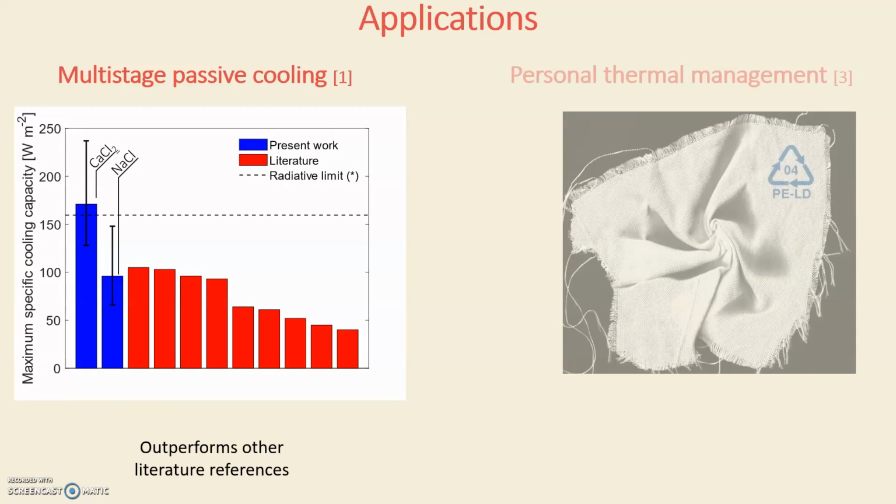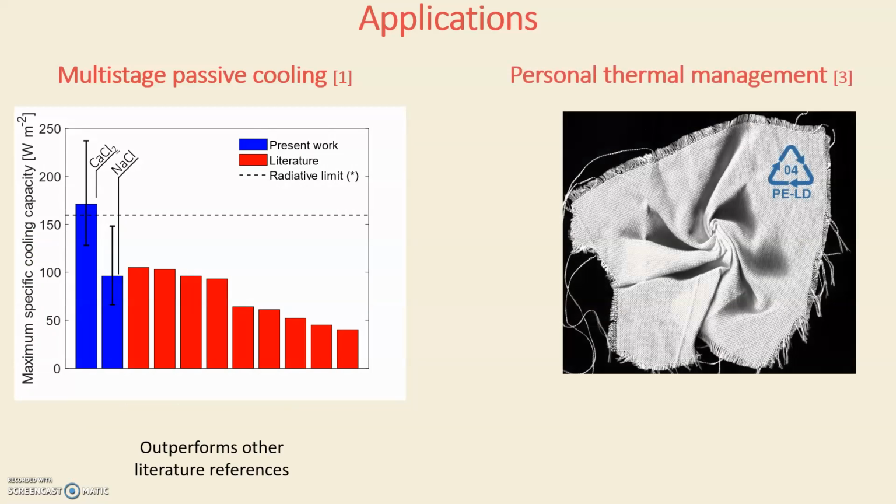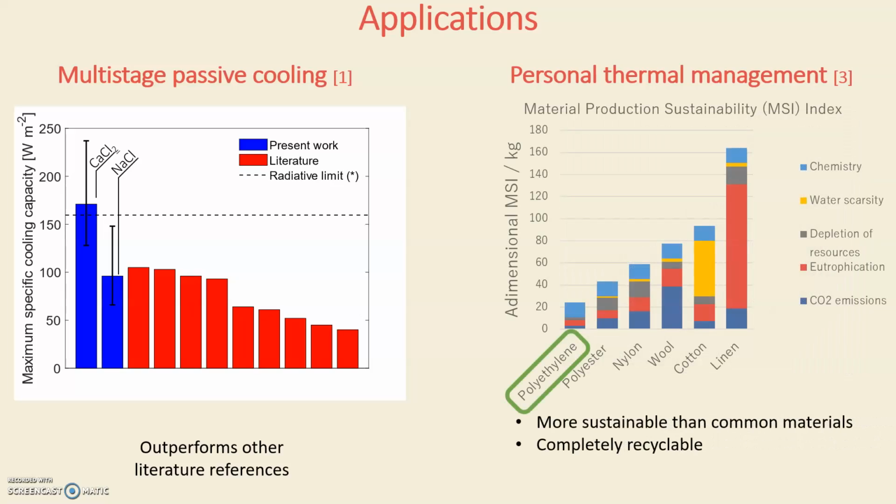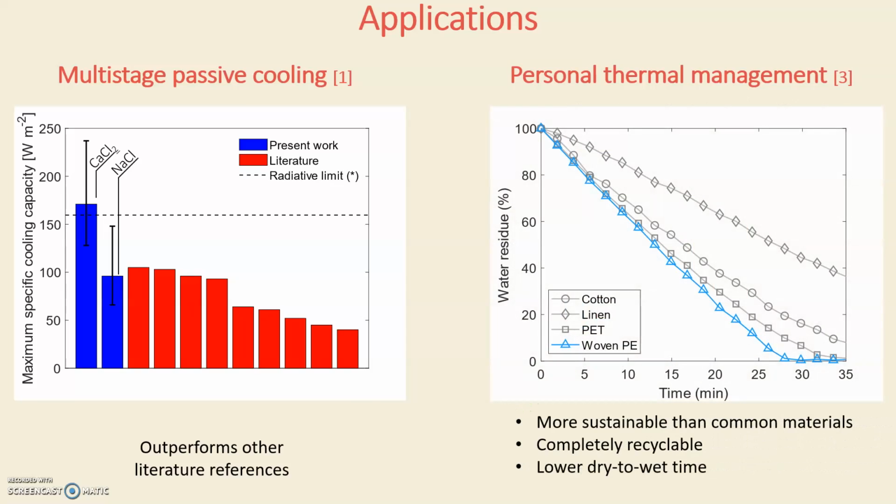a good result. The second application is personal thermal management, so we have created a garment made only by polyethylene. And this is much more sustainable than other materials commonly used for fabrics and is also completely recyclable. Thanks to its optimized microstructure, it also dries faster than other materials and is suitable for relative cooling.